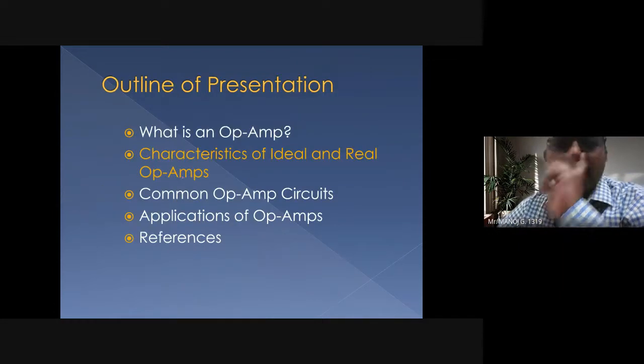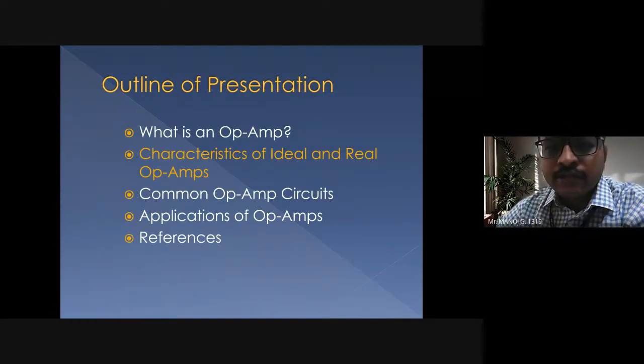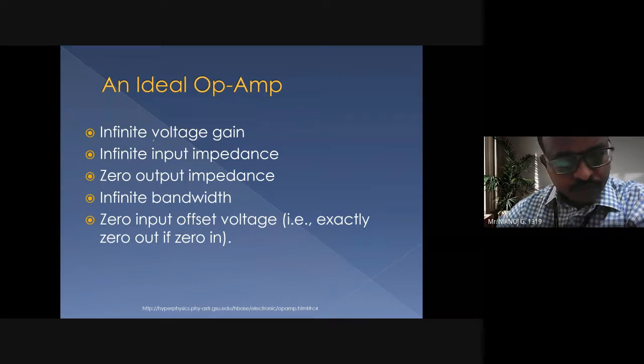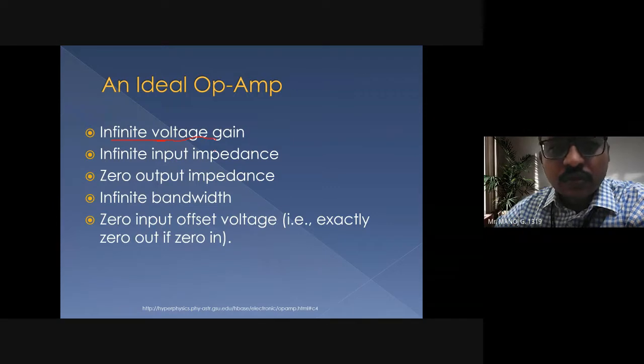Now, let's look at the characteristics of an ideal op-amp and a real-time op-amp. These are certain characteristics which you already know. One is the voltage gain. What is gain? Akshaya was telling it is V out by V in, right? The value for an ideal op-amp should be infinite.